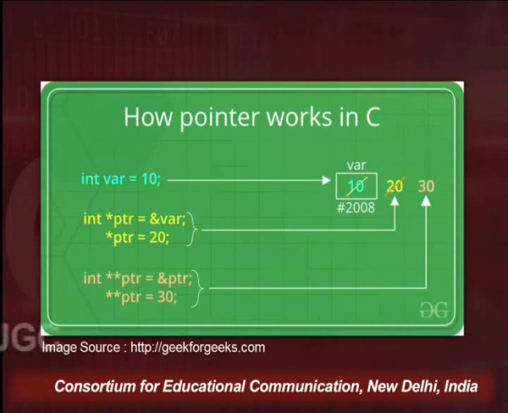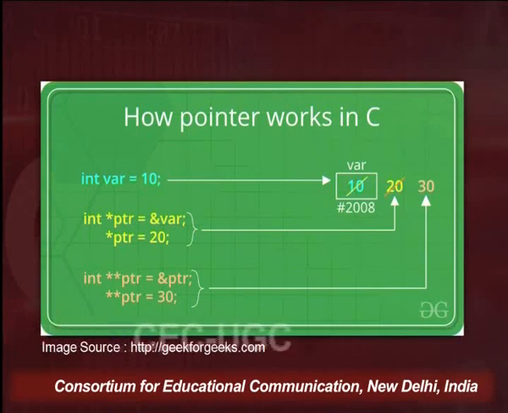Value of PTR variable will be #2008, because PTR is a pointer variable which is pointing towards VAR. That means the address of VAR is going to be the value of PTR. Now please imagine two variables, one is PTR, another one is VAR. These are the names. The value of VAR is 10, while the value of PTR is #2008.